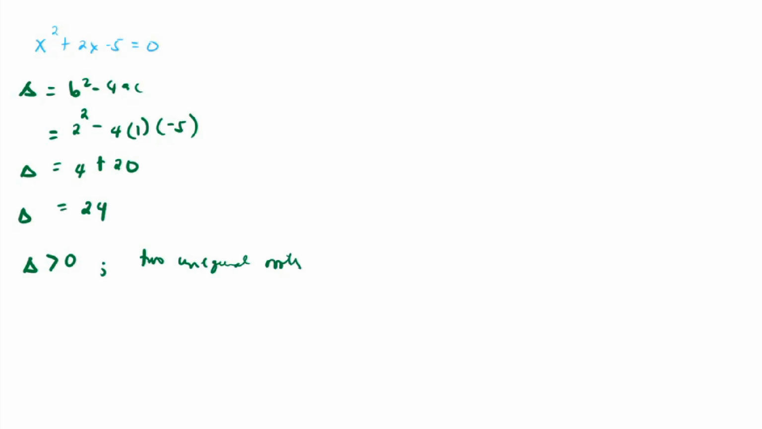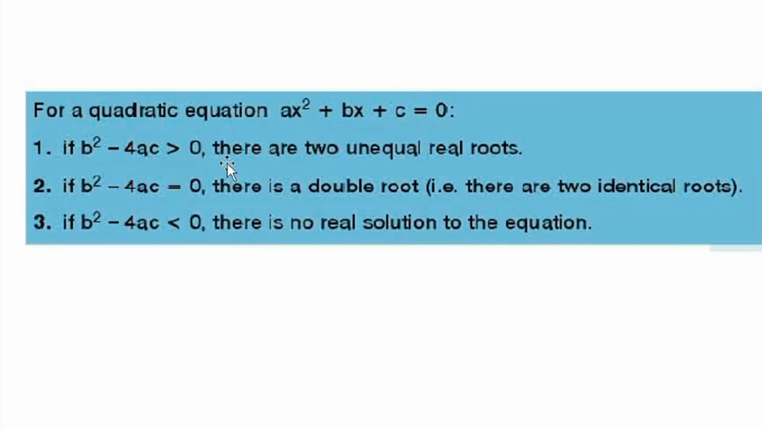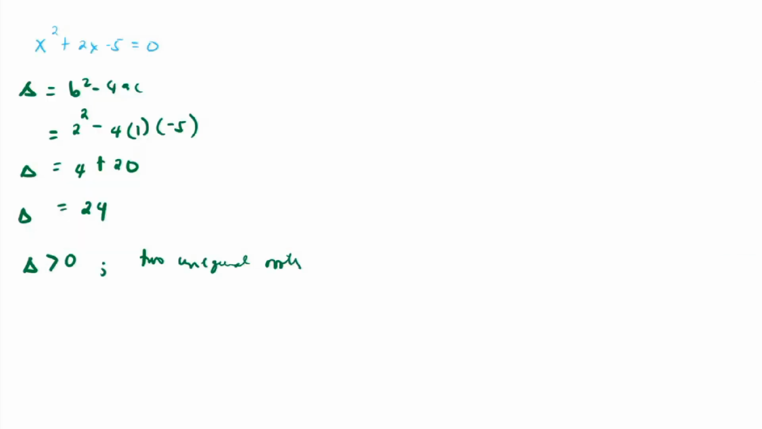Okay, just look at this. So greater than 0. So that is our expected answer. So let us continue to find the value of x. So using the quadratic formula now, we have x equals negative b plus and minus the square root of delta all over 2a.